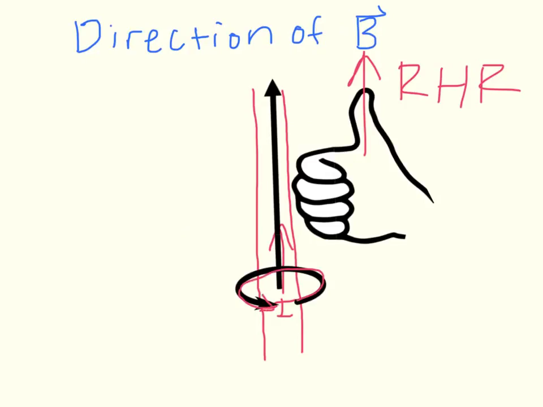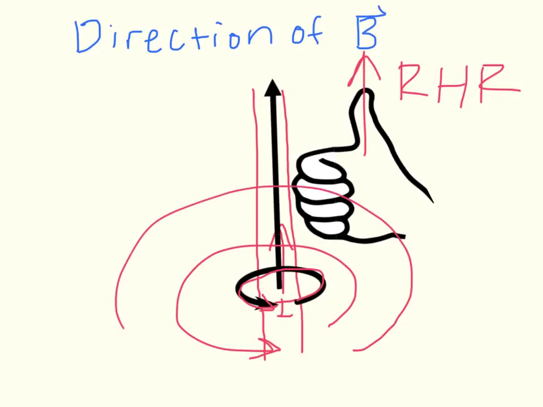And you will also see concentric magnetic field lines outward like this. So together the magnitude and direction comprise the vector magnetic field.